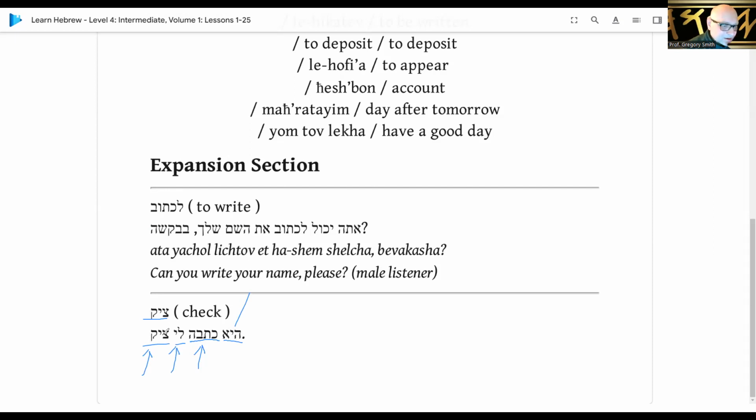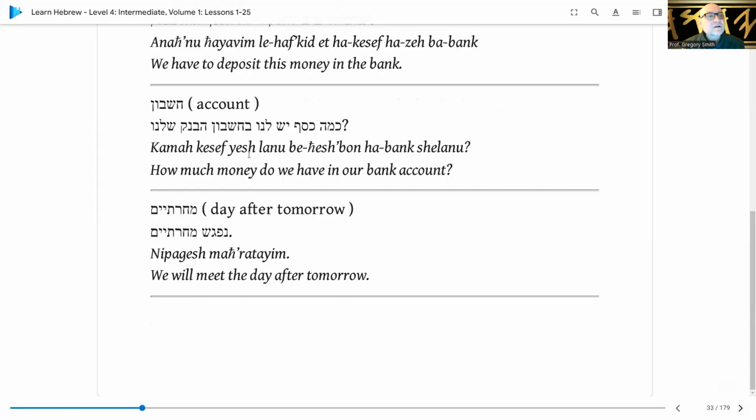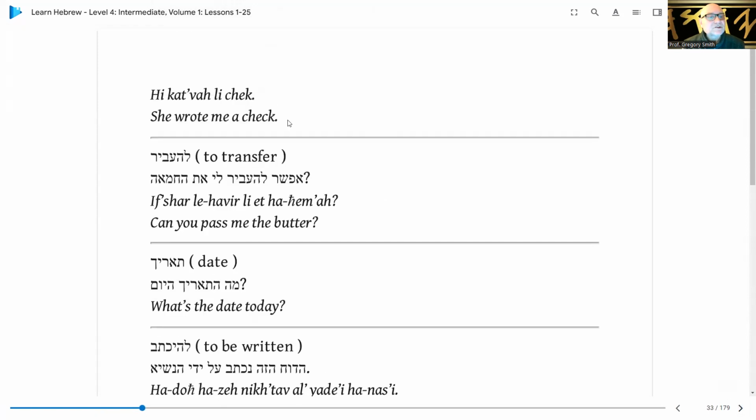He katva li sik. I'm starting to get the hang of that vocalization. היא כתבה לי צ'ק. Yeah, check. Okay, so she wrote to me a check. That's what that should be. Let's see what the English is down here. I have to go to the next page here. Yeah, she wrote me a check.